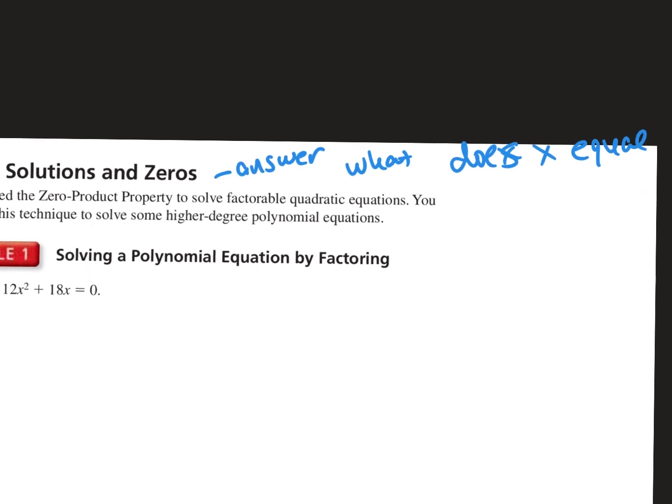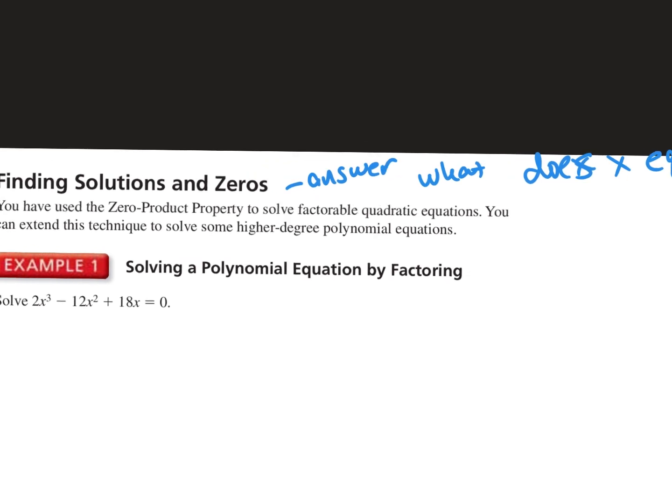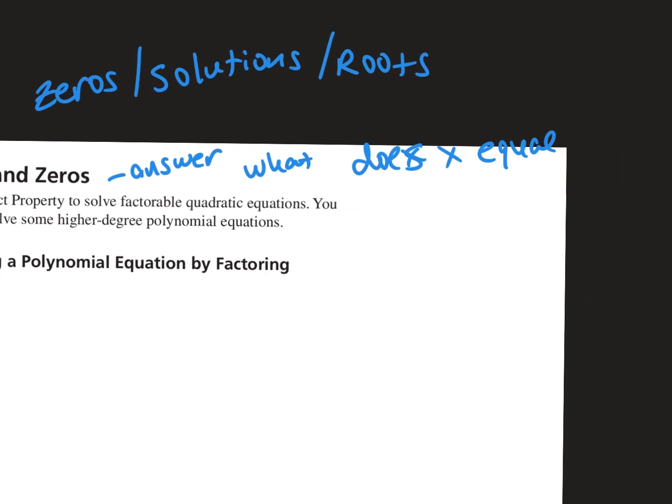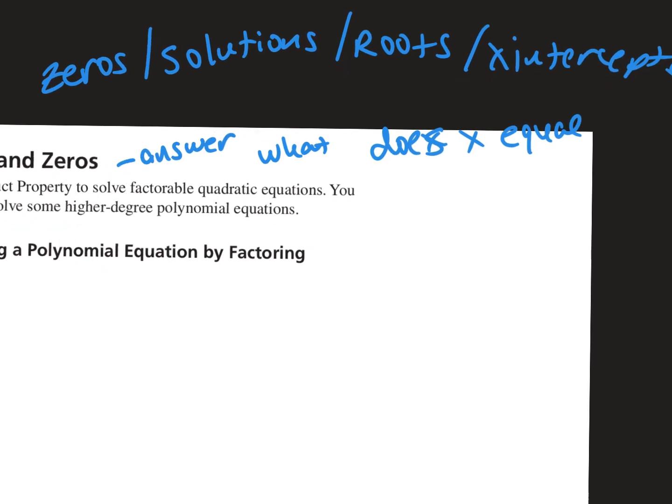You will see the question, what's the answer? What does x equal? You'll see that written a few ways. The word zeros, solutions, roots, and one more. Anybody know? What's it called where the graph crosses the x-axis? X-intercepts, all right? That question can be asked 4 different ways.